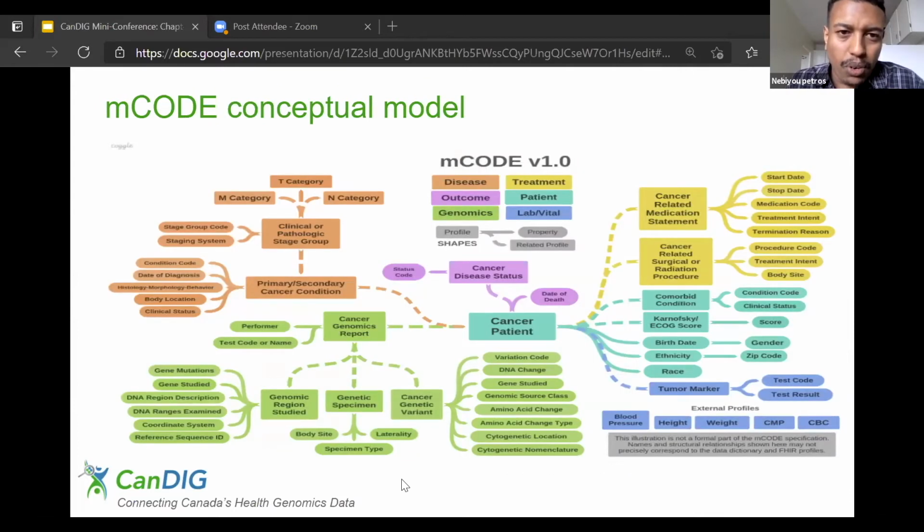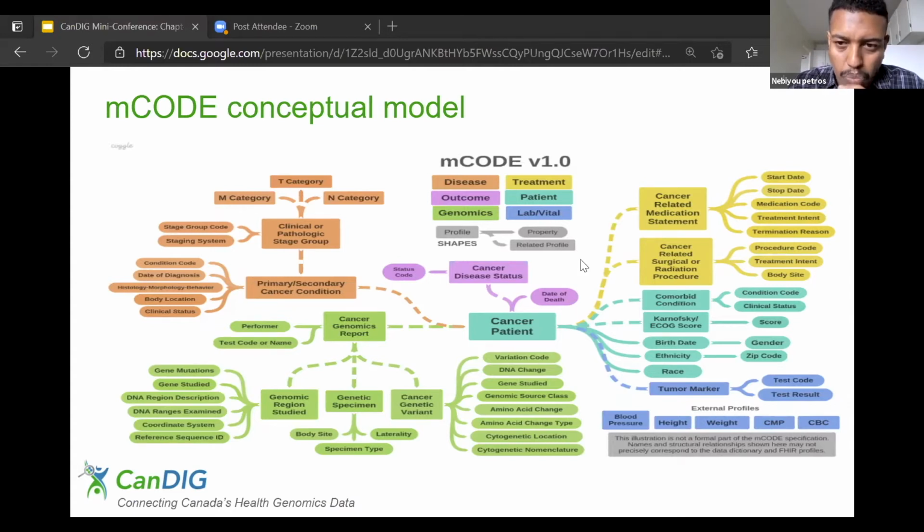So mCODE is short for Minimal Common Oncology Data Elements, and is a data model intended to assemble a core set of structured data elements for oncology. mCODE specification is organized by 6 high-level domains, as seen here in color coding. These are the patient, laboratory and vital, disease, genomics, treatment, and outcome. In total, around 23 mCODE profiles are composed of 96 data elements, and each domain is organized into several concepts, which then have associated data elements.